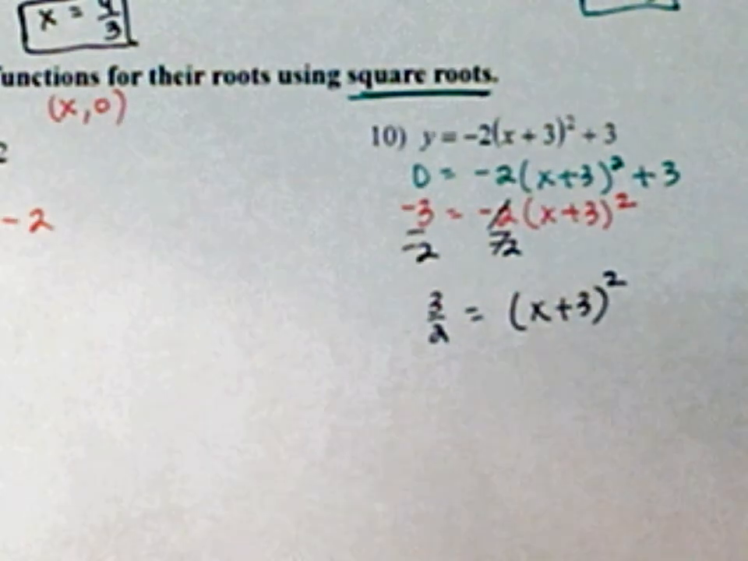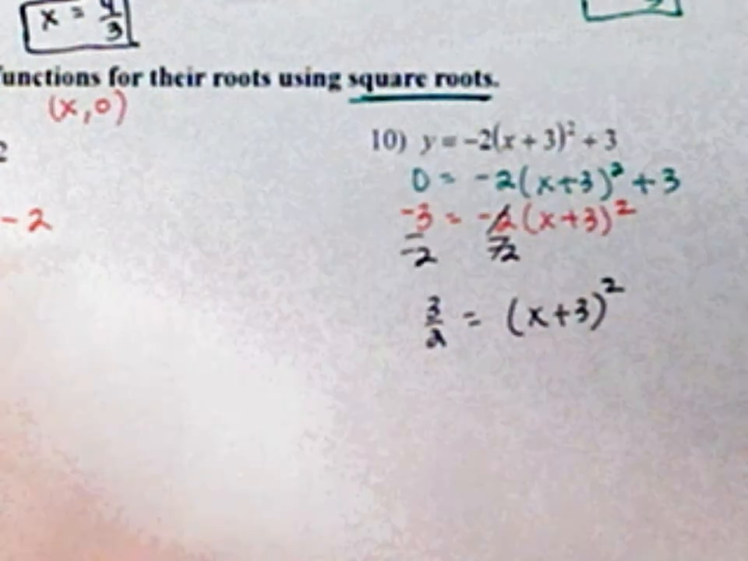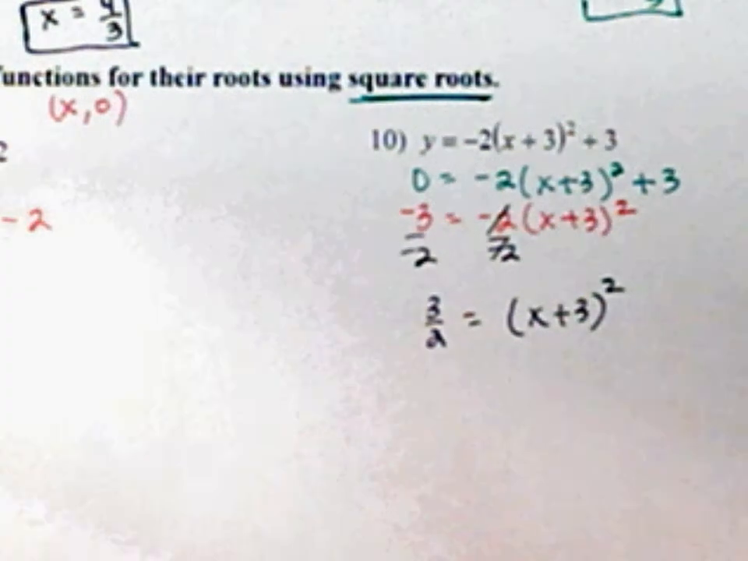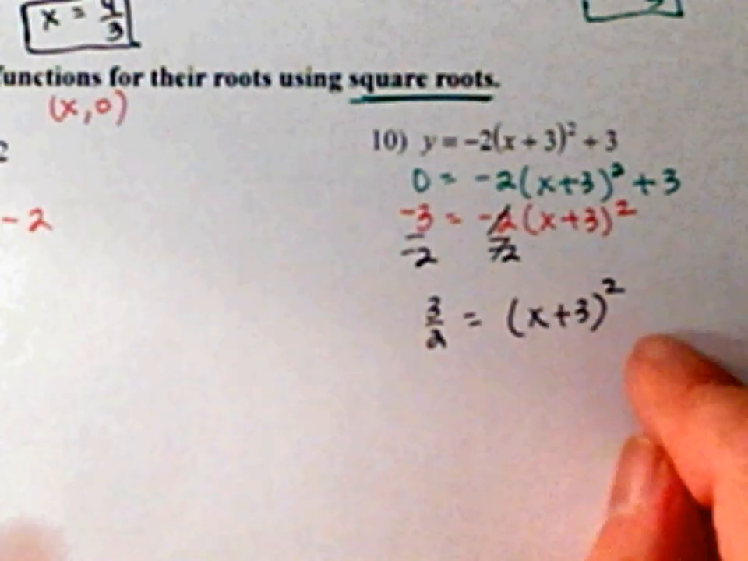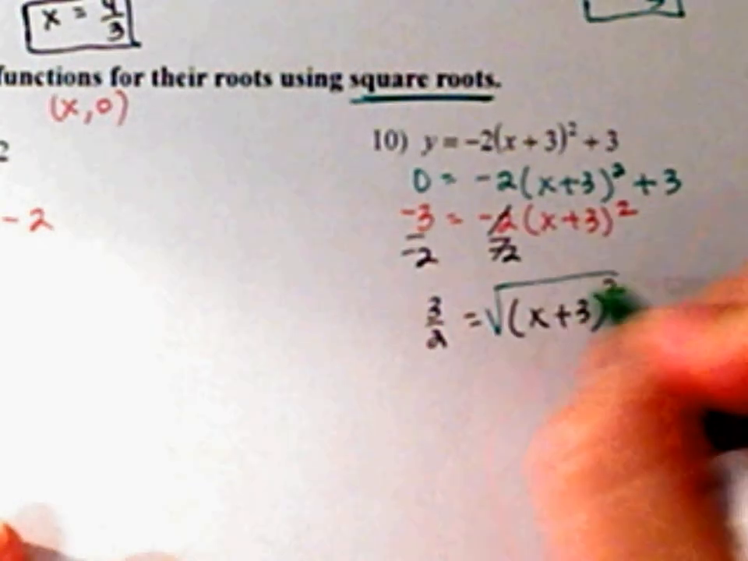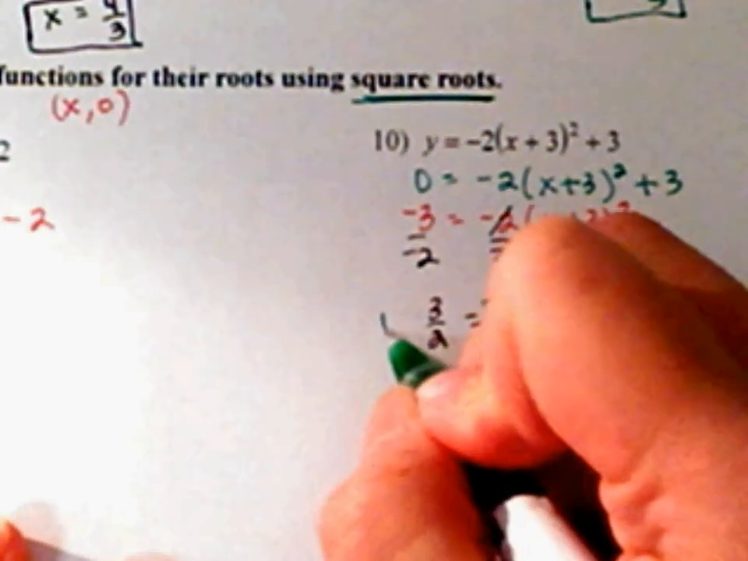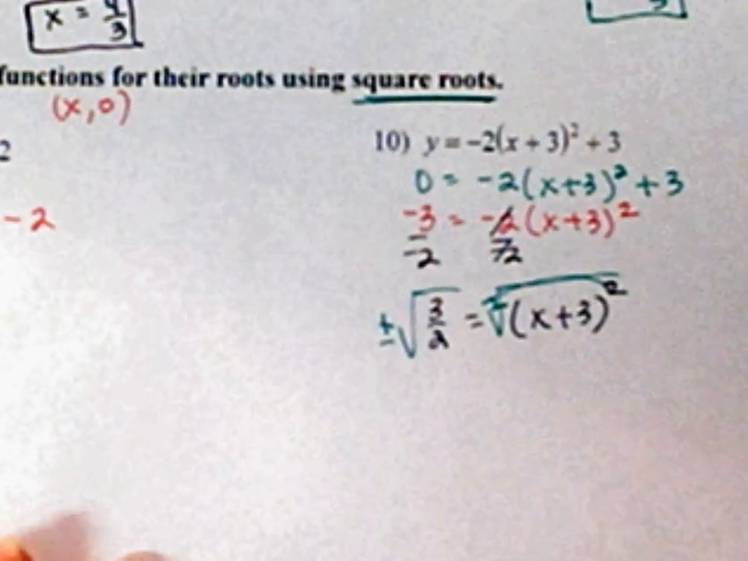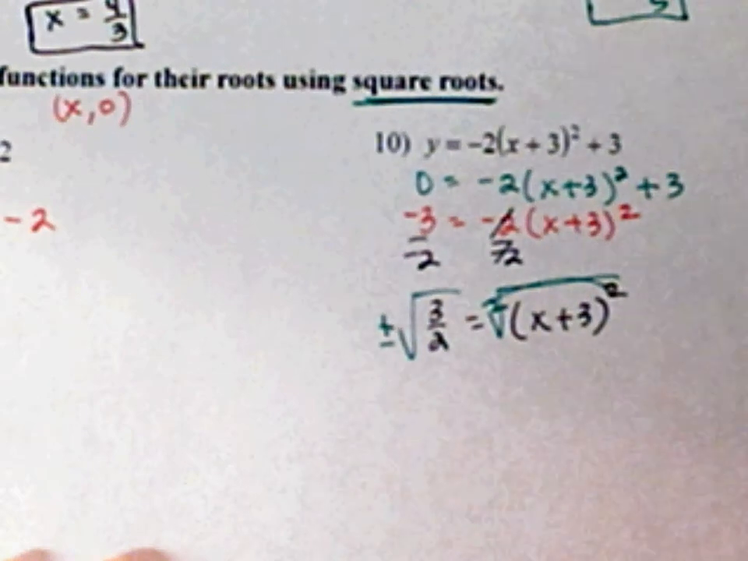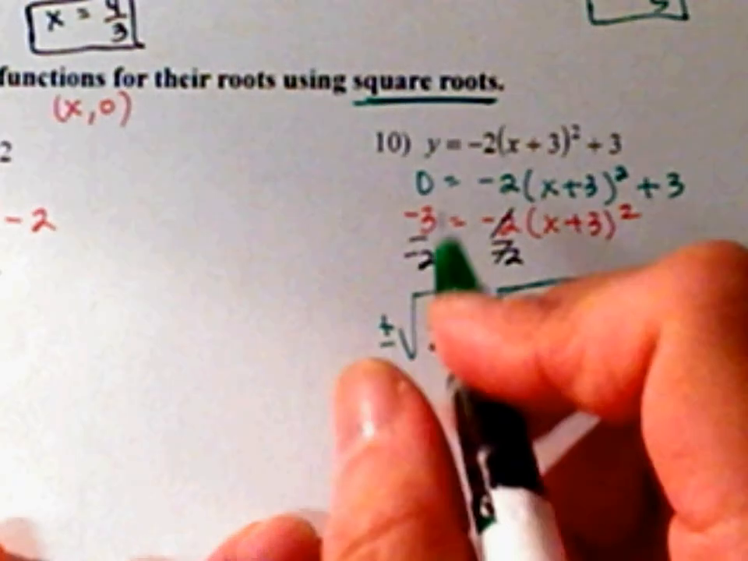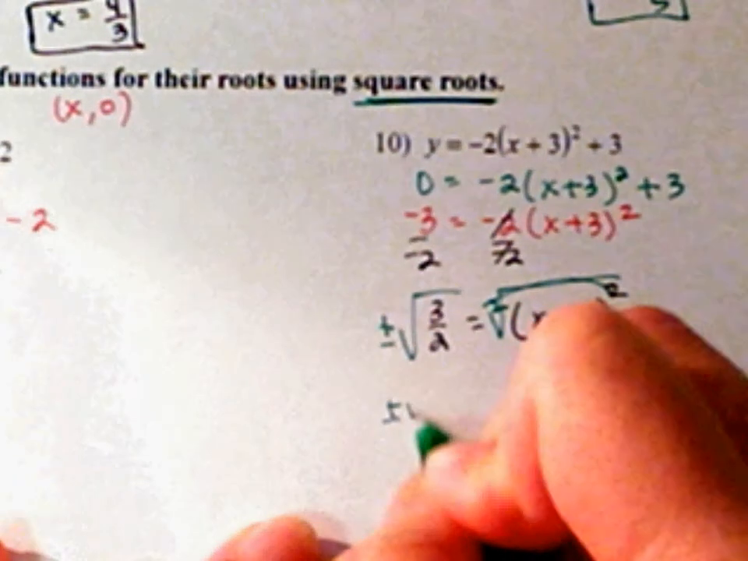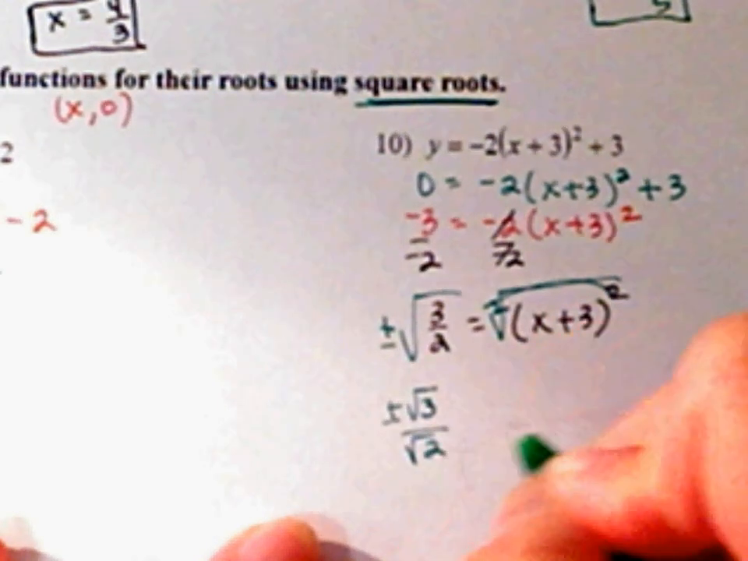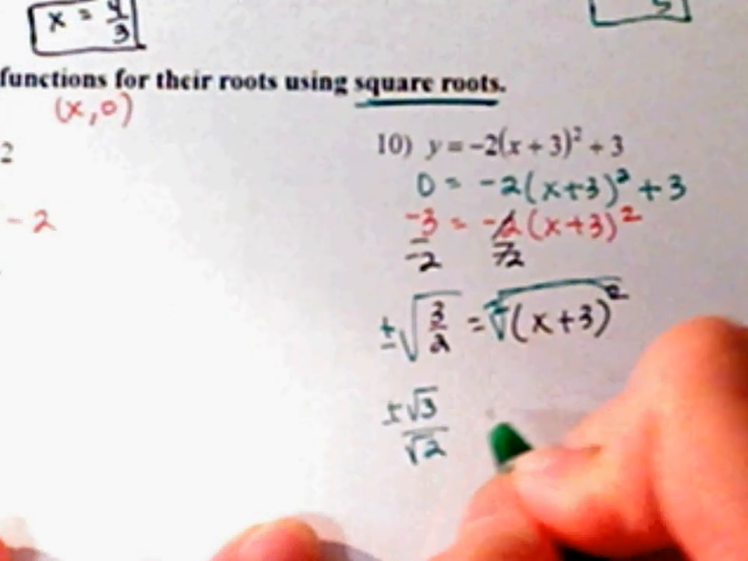Alrighty, next step. Now, you see how you have a square? How do you get rid of the square? You take a square root. What you do to one side, you do to the other. And when you take a square root, you always have 2 answers. So now you have plus or minus square root of 3 over square root of 2. Same thing. Equals x plus 3, okay?